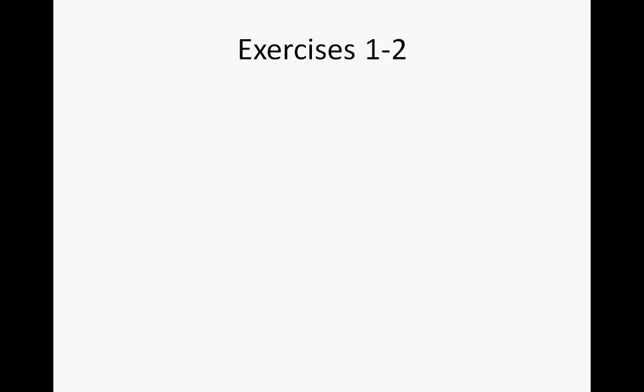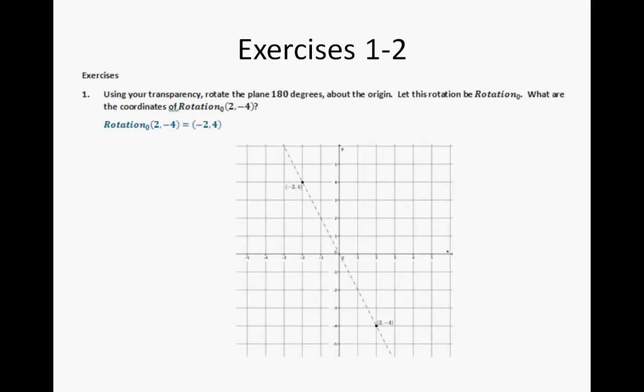Okay, so you should have exercises 1 and 2 done. Here's what you should have for exercise 1. And again, it's important to note how you answer this. The rotation around O, so rotation sub O, of the original point to -4 is going to equal -2, 4. We don't need to say anything about 180 degrees in here because it's already mentioned in the problem.